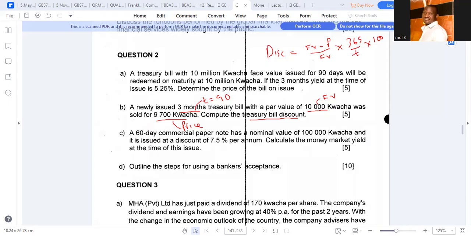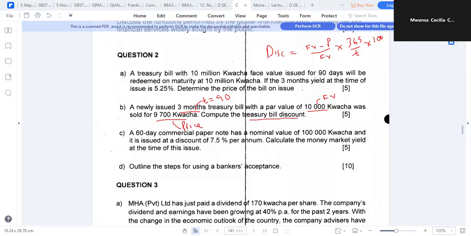Remember, I gave this formula for the money market yield. What is the money market yield? And what does it entail? The MMY. I didn't see the formula. So you just forgot.